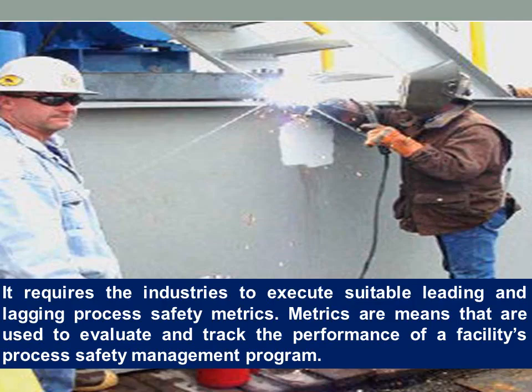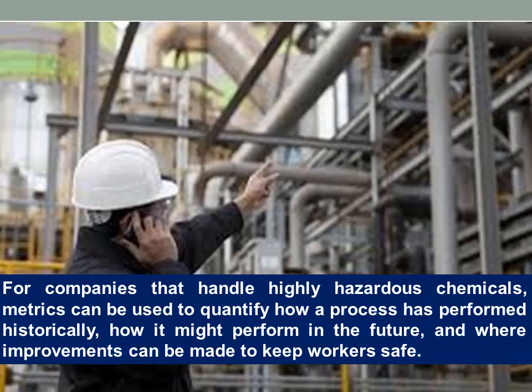It requires the industries to execute suitable leading and lagging process safety metrics. Metrics are means that are used to evaluate and track the performance of a facility's process safety management program. For companies that handle highly hazardous chemicals, metrics can be used to quantify how a process has performed historically, how it might perform in the future, and where improvements can be made to keep workers safe.